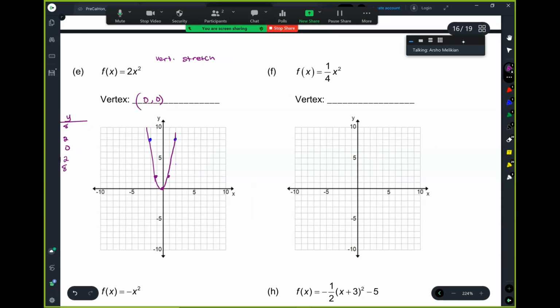Okay, so the other one, let's plug in some points. The vertex is again at 0, 0. Okay. So look, this time I don't need to include 0, 0 here, right? So let's just go to the left and right, 1 and -1. Okay, and then let's go to the left and right by 2 points, 2 and -2. So what do we get when I plug in the 1? 1/4 and -1? 1/4. Okay.